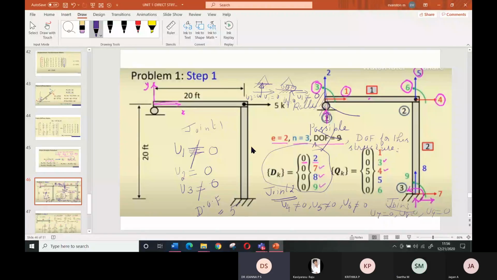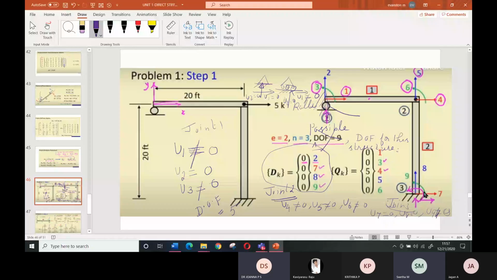Ma'am, for joint 3, the fixed end, the rotation is actually free, ma'am. Why have we taken 0 here? At joint 3, fixed end, everything is 0, no? Sorry, it is not equal to 0. U7 is... Sorry, here everything is 0. No, sorry, it's correct only. Ma'am, because rotation is fixed actually.